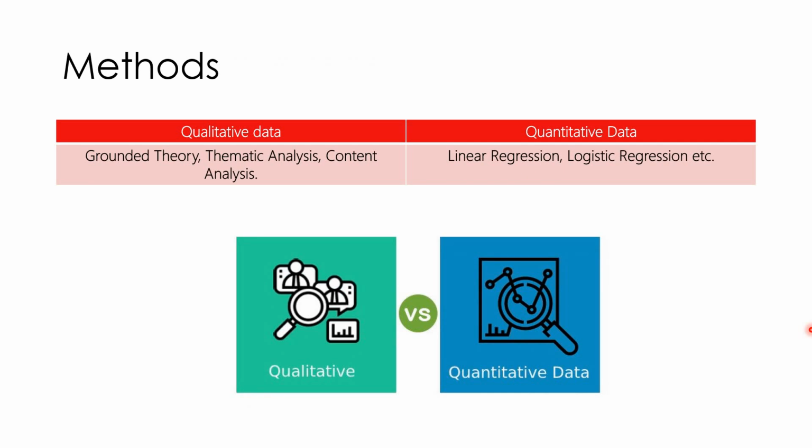Well, methods: grounded theory, thematic analysis, content analysis, all those belong to qualitative data. Linear regression and logistic regression could be the simplest examples of quantitative data methods.